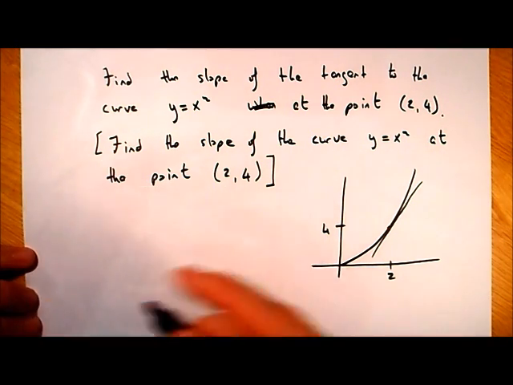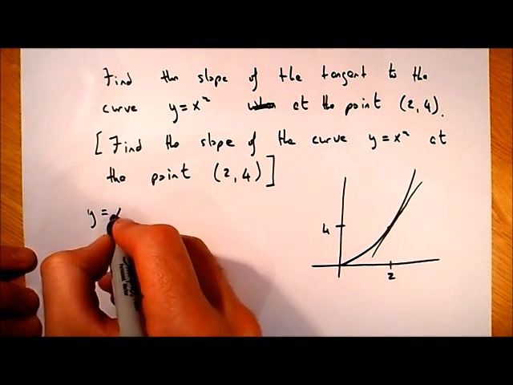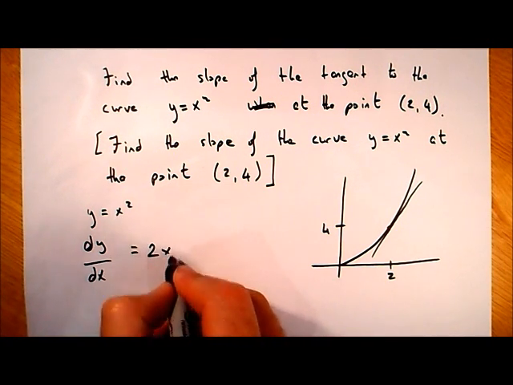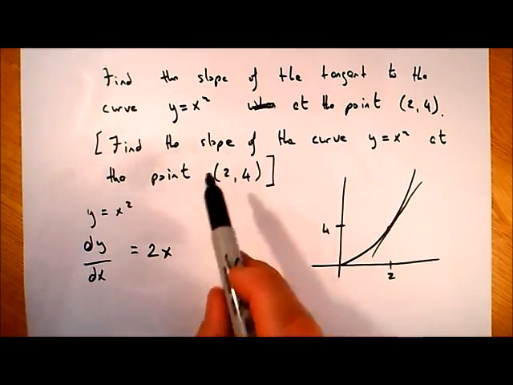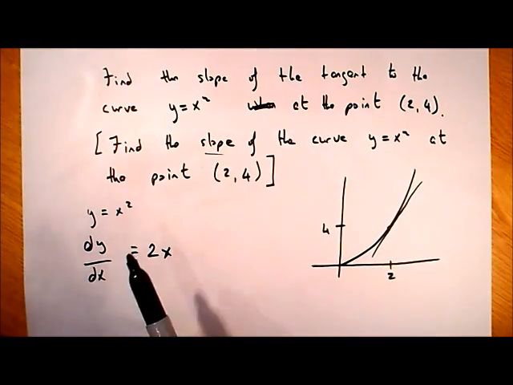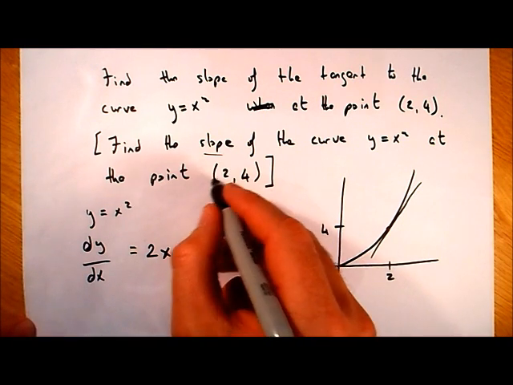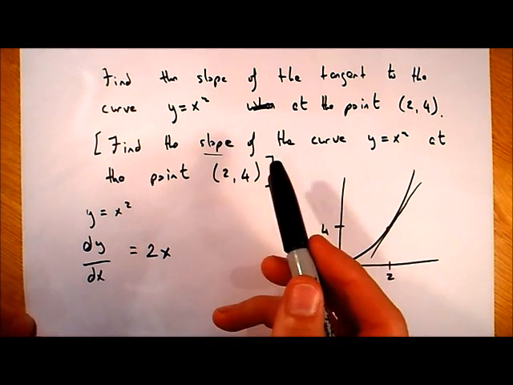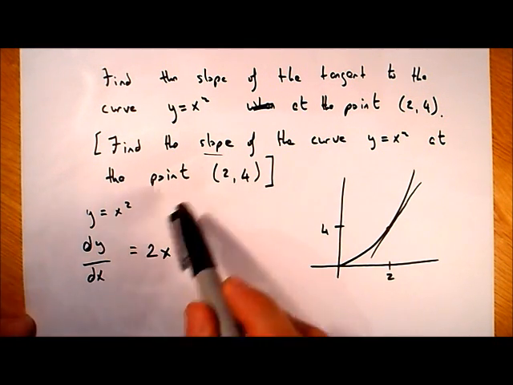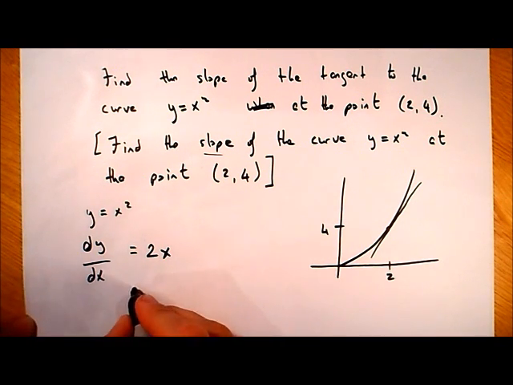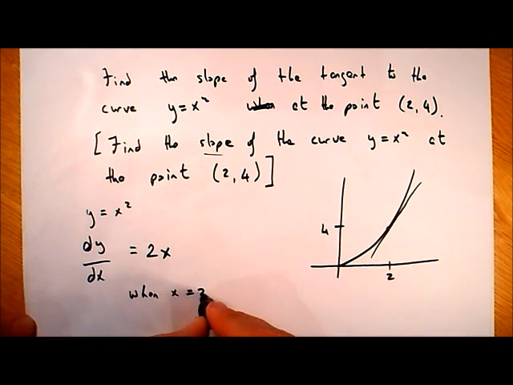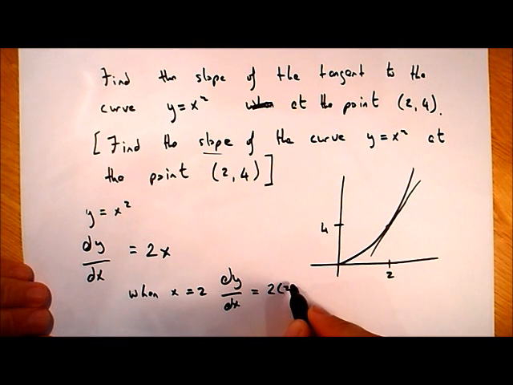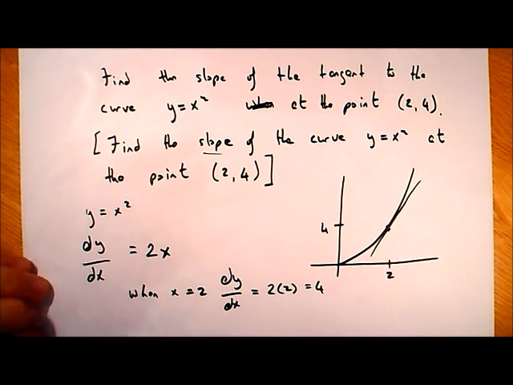So let's do the question. It's very similar to the one I did on the previous page. We have y is equal to x squared, so the slope, dy over dx, will equal 2x. We want the slope at the point 2, 4. This point has an x and a y part, and the x part is equal to 2. So we want the slope when x is equal to 2. When x is equal to 2, dy over dx, which is the slope of the curve or the slope of the tangent, is equal to 2 times 2, which is 4. So the slope right here is 4.